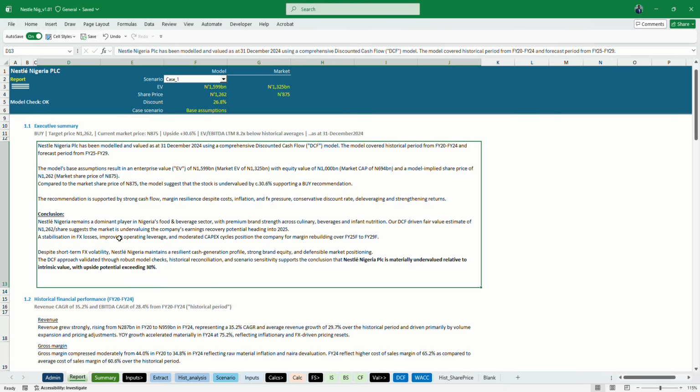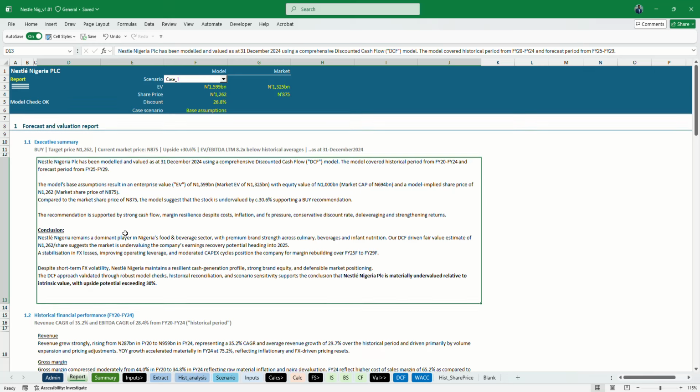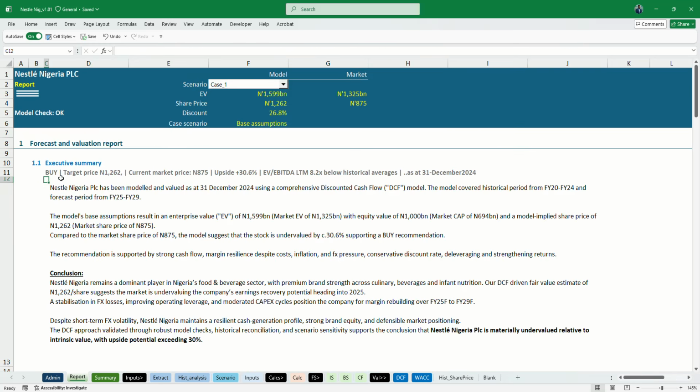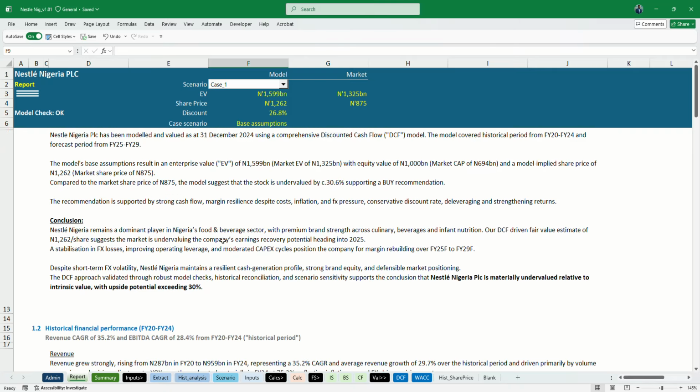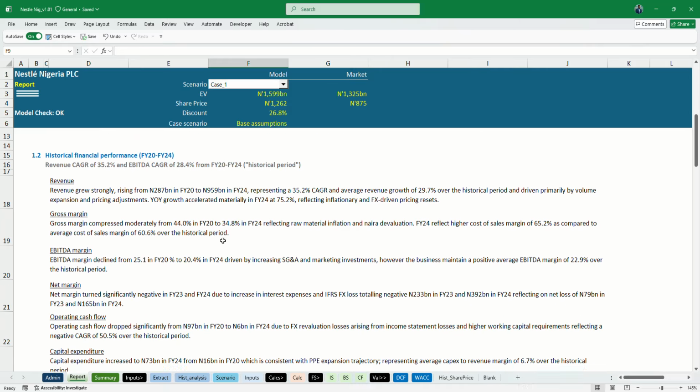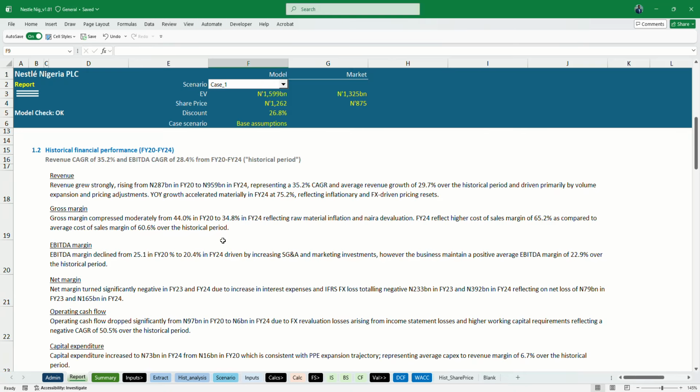What's our conclusion? Are we recommending that they should buy or they should sell? So even from the top here, you can see buy. The target price is 1,200, which is in naira because it's operating in Nigeria. The current market price, this is what it's saying. So that is giving more like an upside of plus 30.6%, right? Which means the current market price is lower than the target price, which means you can buy. Also, the same thing, EV to EBITDA is below average. So just an overview of what you've built into the model itself, right?